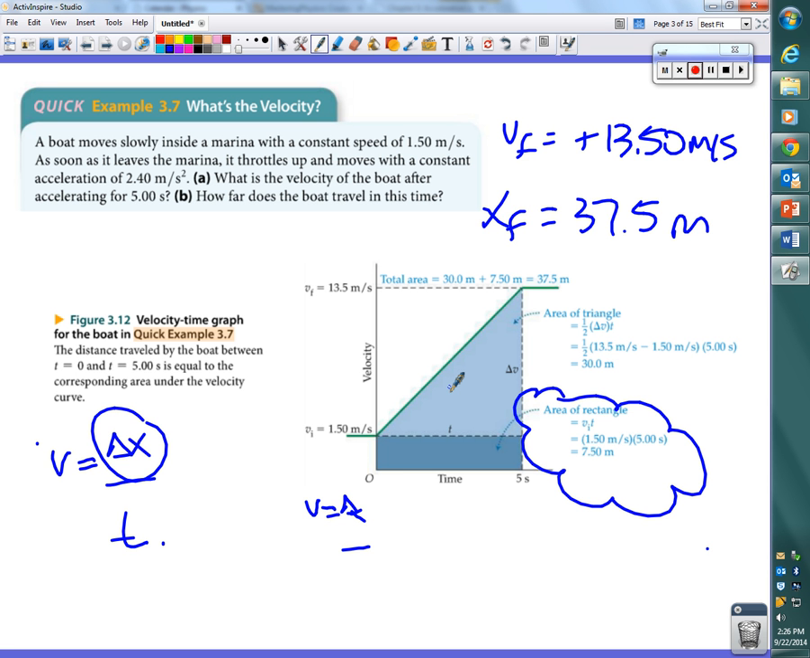That rectangle is representing how far that boat would go, even if it never sped up, right? Because the whole point of that question was, how far does it go while it's speeding up? Well, even if it would have never sped up, because it was moving, it still would have gone a certain distance, and that distance was 7.5.